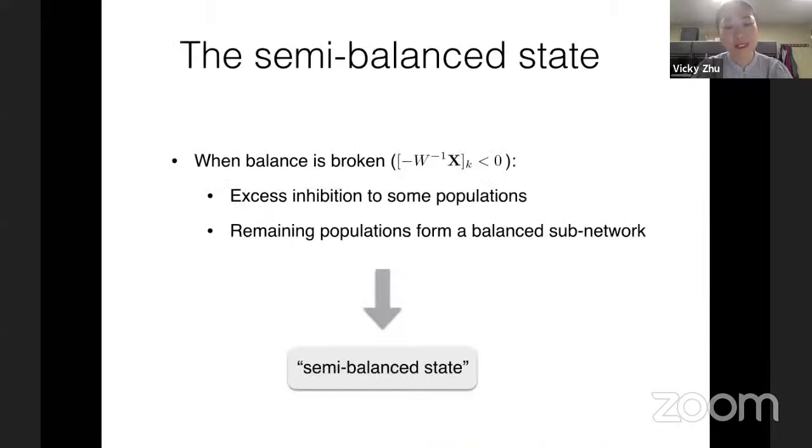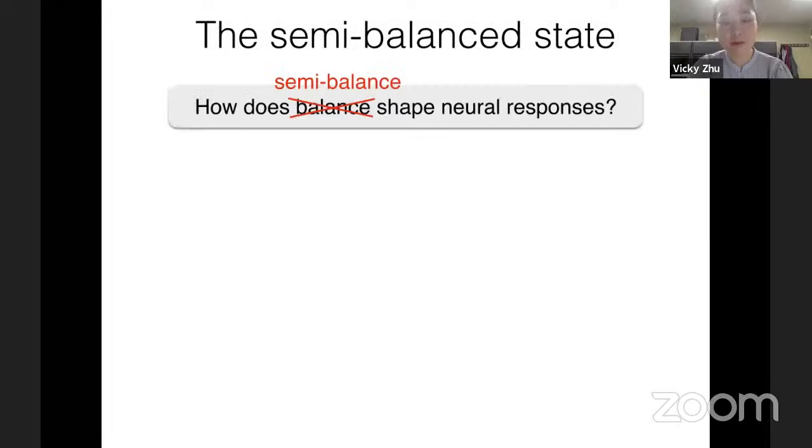Okay, those two properties I just addressed let us define the notion of a semi-balanced state. What do I mean by that? When the balance is broken, we see excess inhibition to some populations. We also see the remaining populations form a balanced subnetwork, and we call this a semi-balanced state. Now, we can further ask the question: how does this semi-balance shape the functional properties of neural responses?